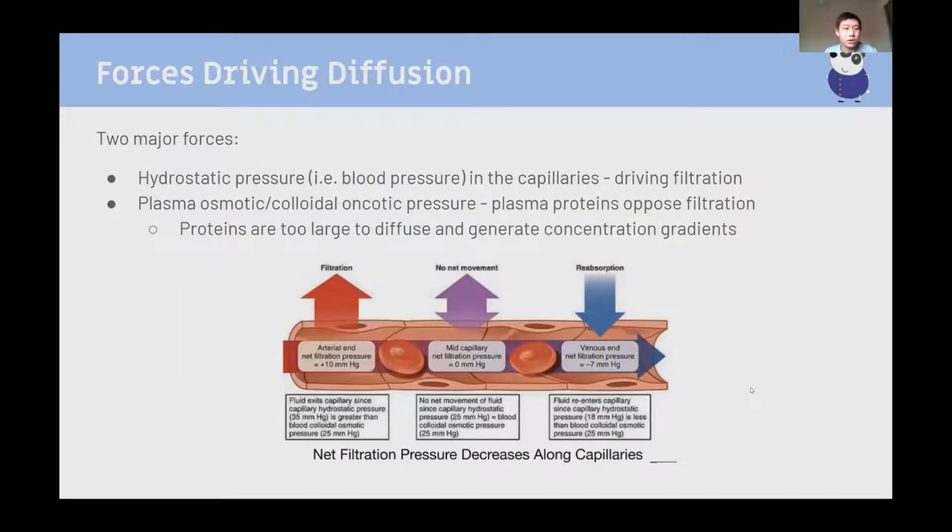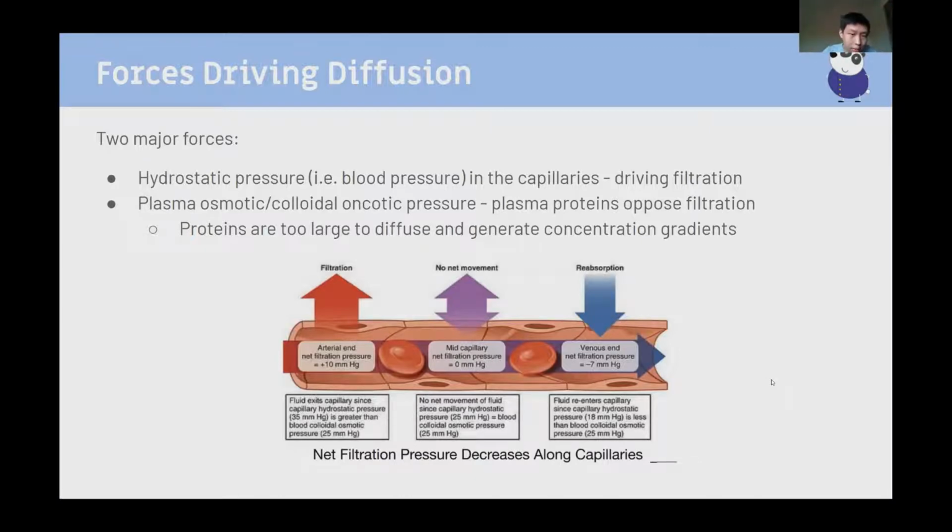And with diffusion, there's two major forces that you should know. So one is hydrostatic pressure, which is basically your blood pressure. And so this drives filtration. It will drive movement of fluid from the capillaries into the interstitial fluid. The major force that opposes it is called plasma osmotic or colloidal oncotic pressure. So you'll have plasma proteins in your capillaries, right? And because they're too large to diffuse, they'll stay within your capillaries. And because they're staying there, they're sort of just generating a concentration gradient. And that will oppose hydrostatic pressure, basically.